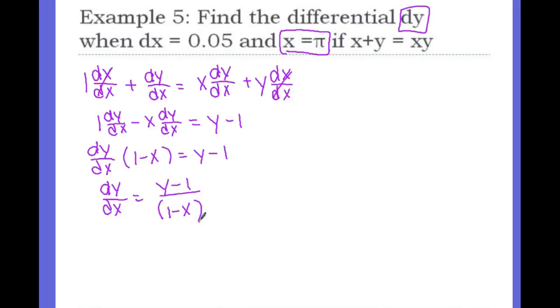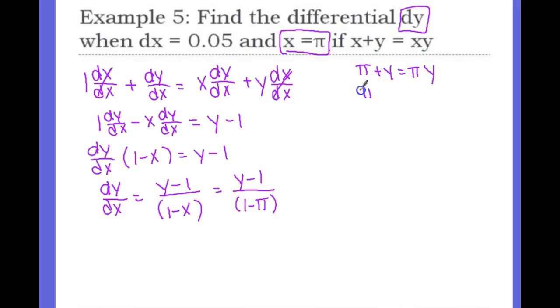It is implicit, but now instead of finding the rate of change of the entire problem, so the slope, the rate of change of the entire problem would be y minus 1 over 1 minus pi. And then I'd have to go back and say, uh-oh, what was y? Well, I could find y up here by saying pi plus y equals pi y, and solve for y up here.